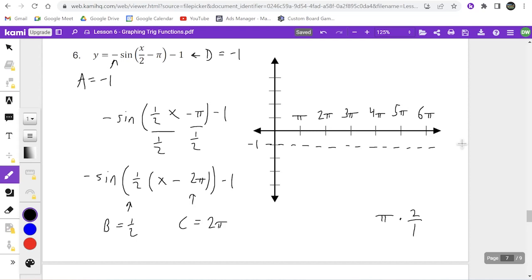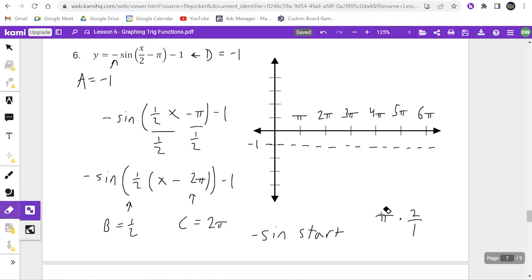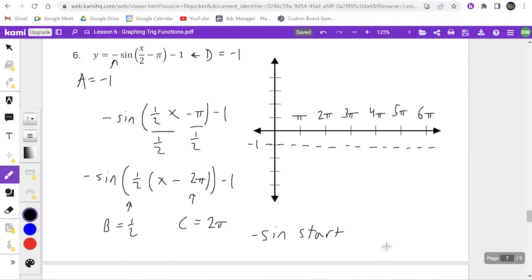And then finally, we just have to say, where does negative sine start? So negative sine is going to start at the middle and go down. It's going to start at the middle and go down. And we're shifting it down 1, so following the midline, and 2 pi to the right. So really my starting point is right there.